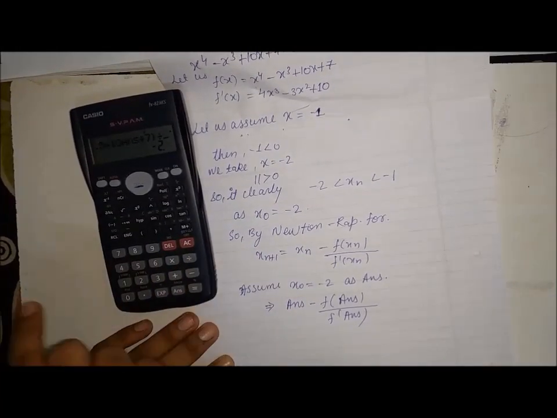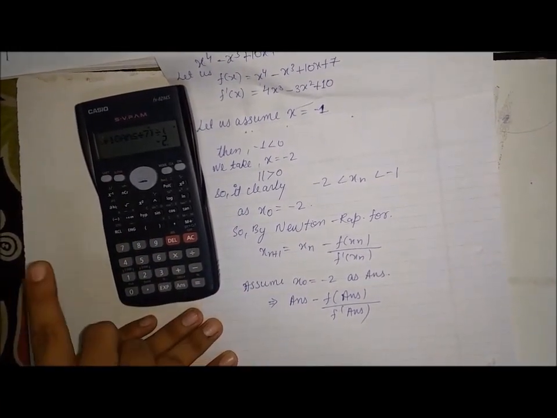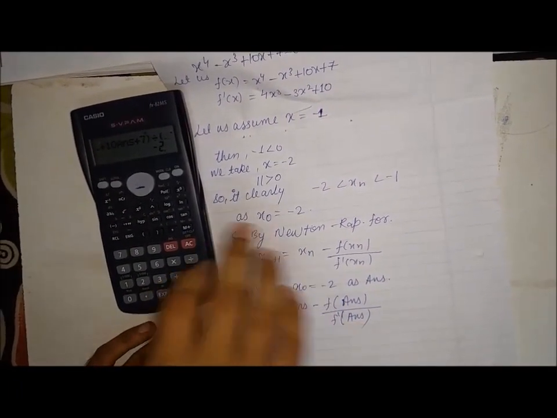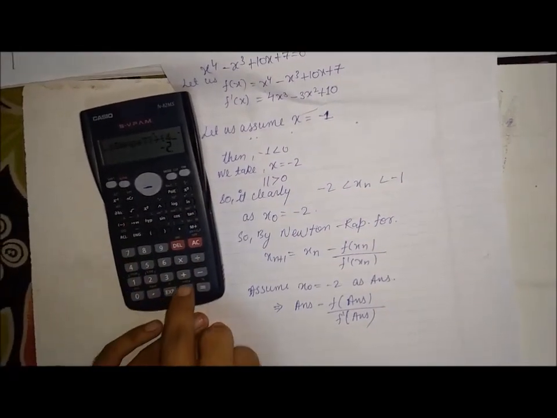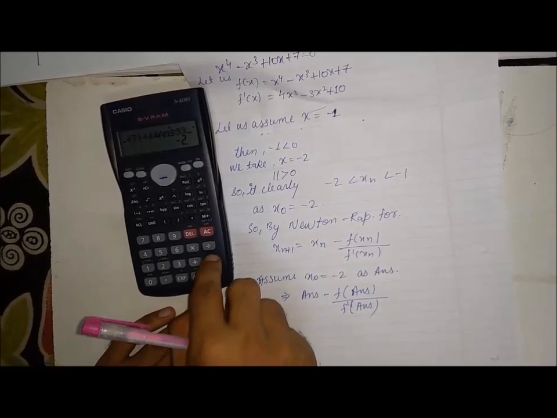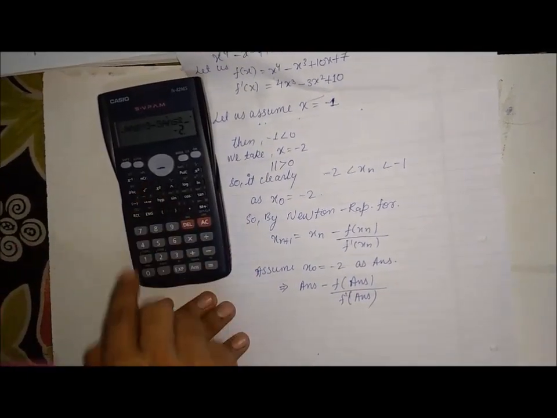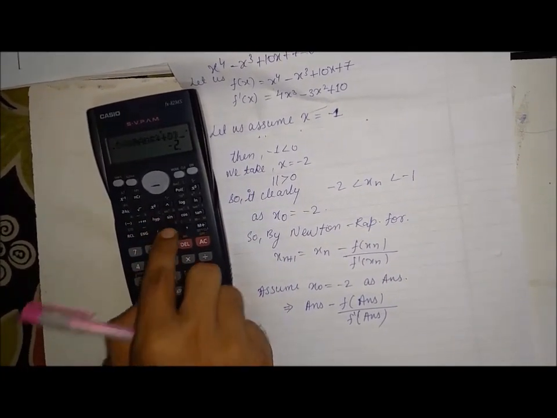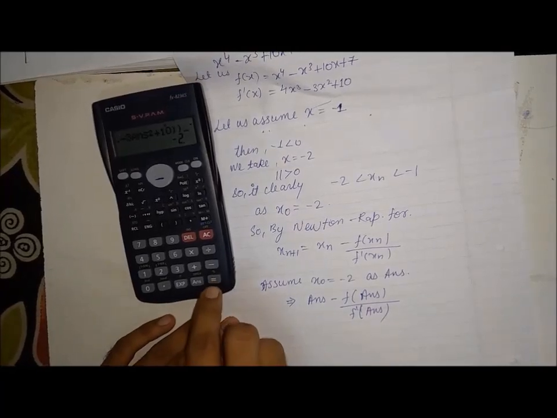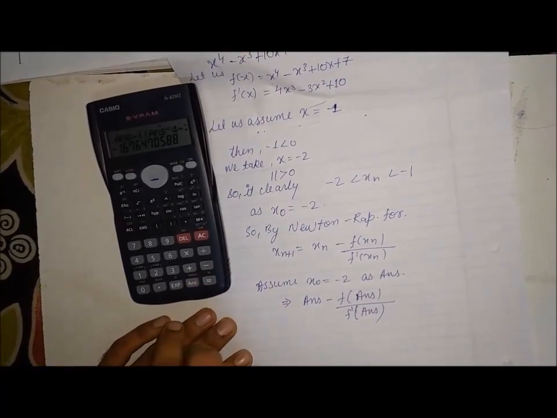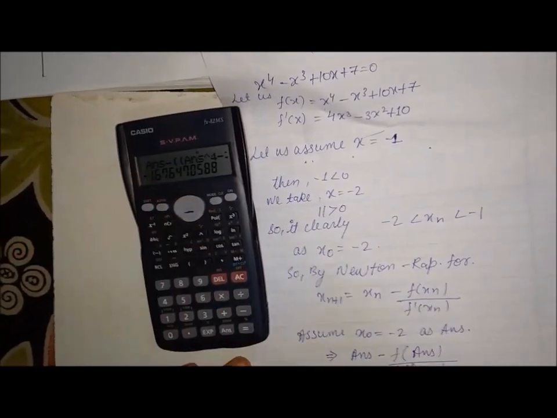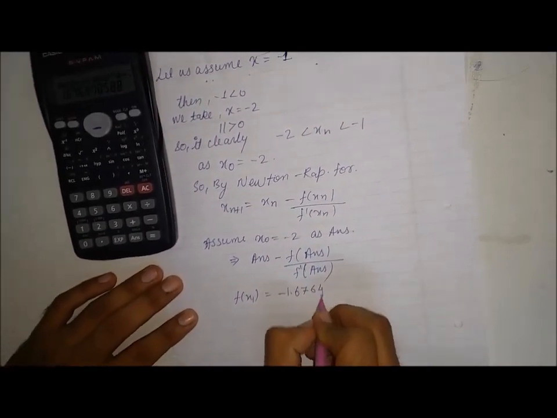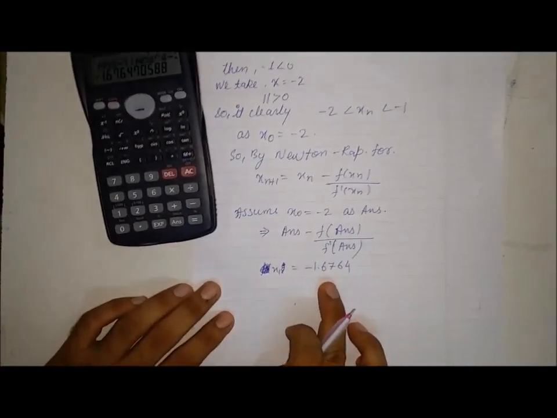Now divide this thing by taking one more bracket, open bracket. Divide this by f dash x as given in the formula. Our f dash x is 4 answer cube minus 3 answer square plus 10. Now just simply close the bracket, double bracket. Now just click on the equals button. It shows the answer, our x1 equals minus 1.6764. So friends, see how easily we get the answer of x1.